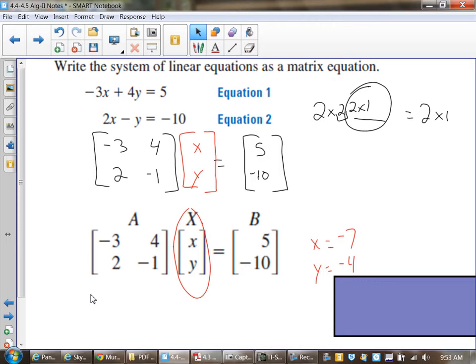In order to multiply a 2 by 2 times something to get a 2 by 1, that something has to be a 2 by 1. That sets you up to do the inverse of matrix A times matrix B to give you the answers for X and Y. Now, if it was a 3 by 3, what would change? Yeah, it becomes a 3 by 1.